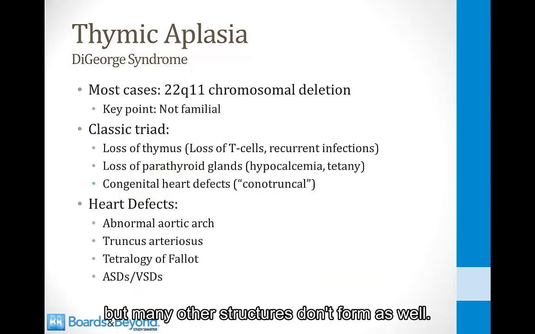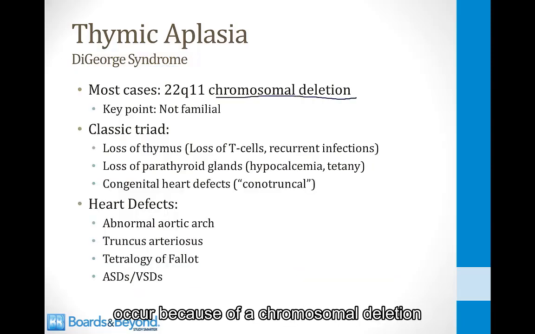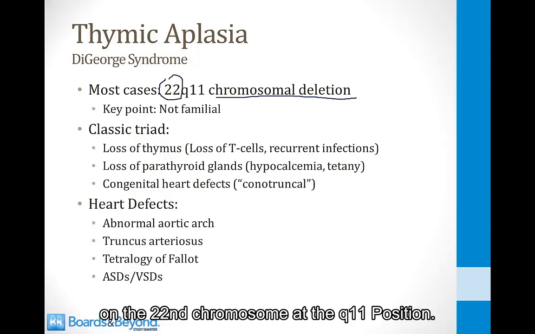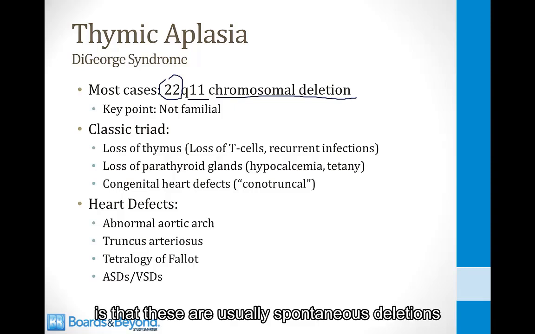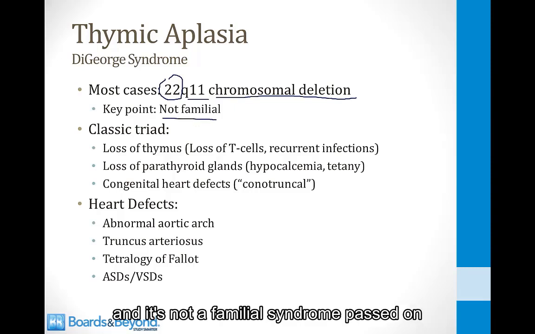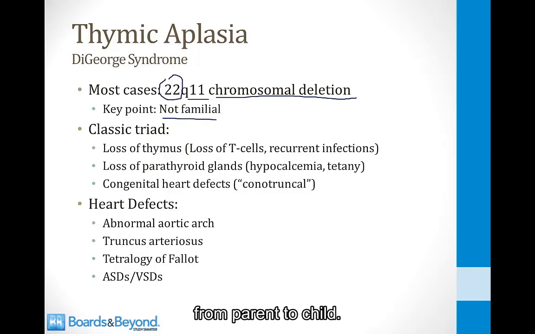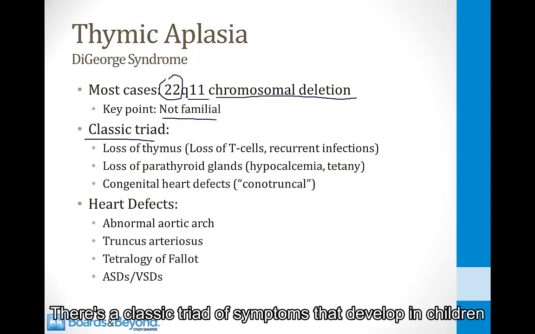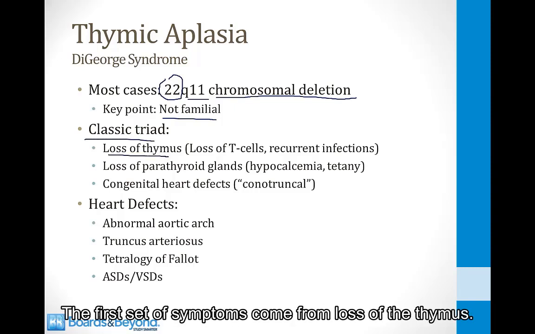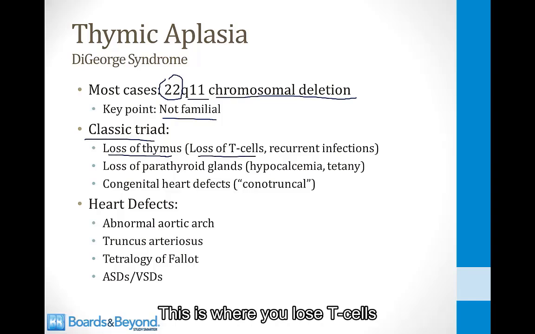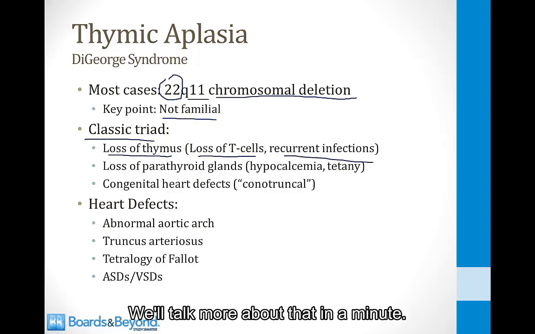Most cases of thymic aplasia occur because of a chromosomal deletion on the 22nd chromosome at the Q11 position. And a key point here is that these are usually spontaneous deletions, and it's not a familial syndrome passed on from parent to child. There's a classic triad of symptoms that develop in children with thymic aplasia. The first set of symptoms come from loss of the thymus. This is where you lose T cells, and these children have recurrent infections. We'll talk more about that in a minute.